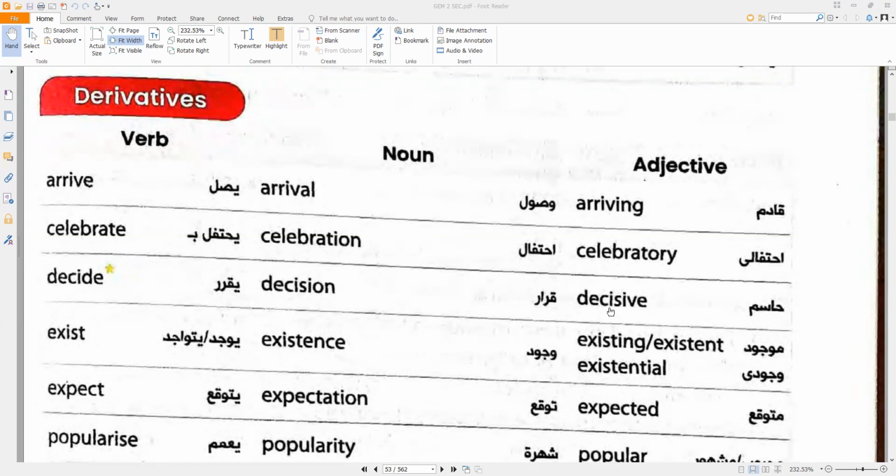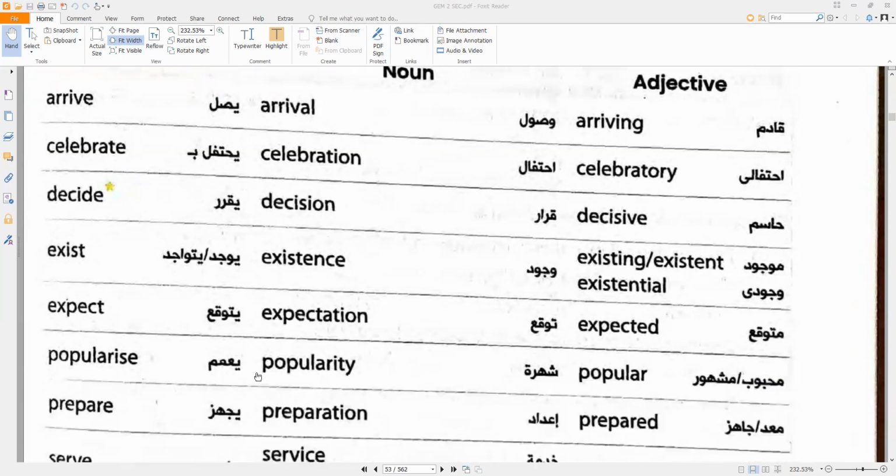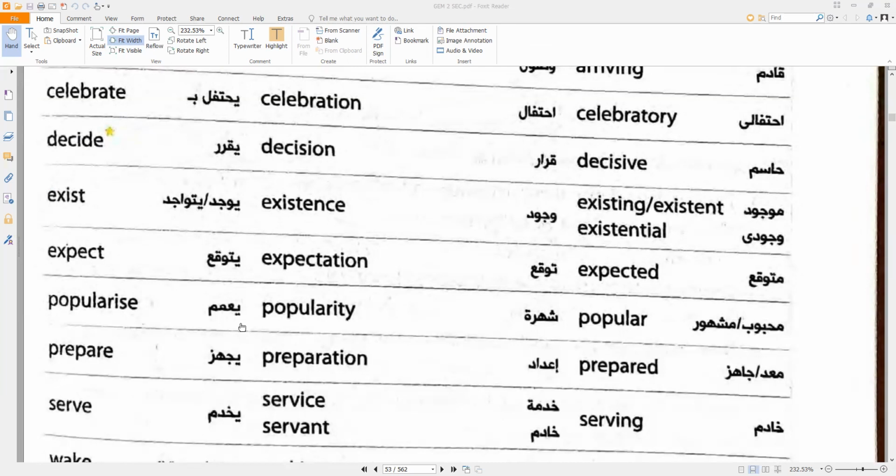To take a good and hard decision at the right time. Exist, existence, existing, existent, existential. Expect, expectation. Next year you will have Great Expectations, a novel written by Charles Dickens, inshallah, next year. Expected.